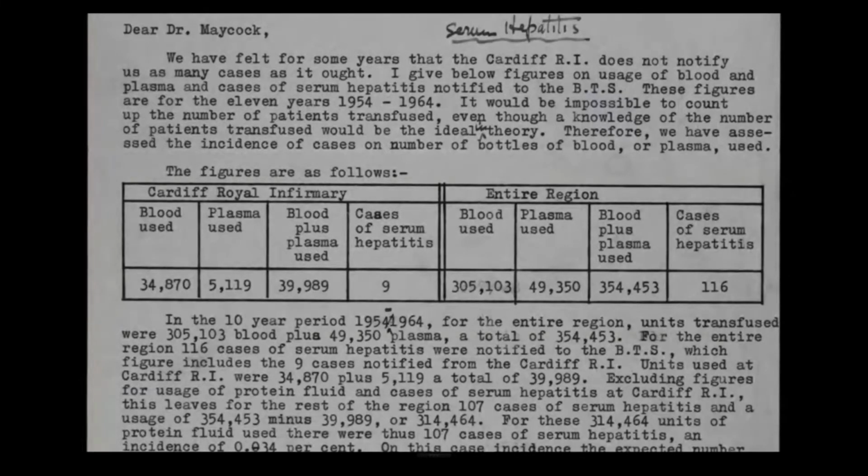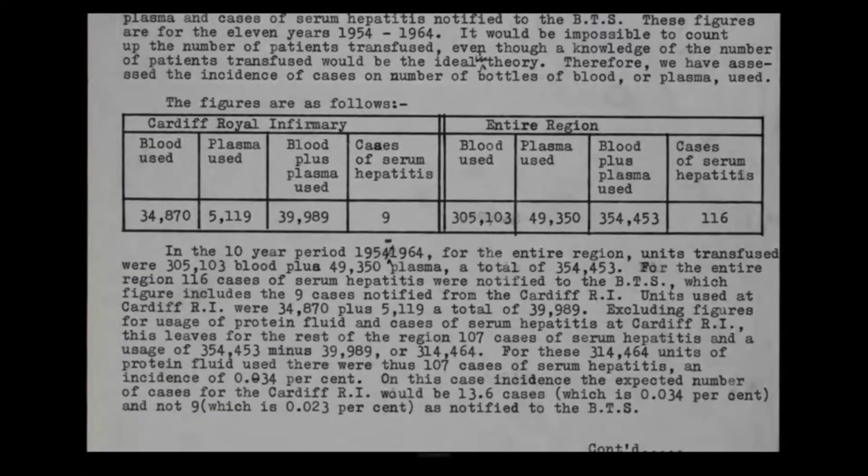He says at the end that using the case incidence of the rest of the region, the expected number of cases for the Cardiff RI would be 13.6 cases, which is 0.034%, and not 9, which is 0.023%, as notified to the BTS. So the case incidence that's reported appears to be lower than that which he would expect, given the reporting across the region. He goes on, just over the page, please.